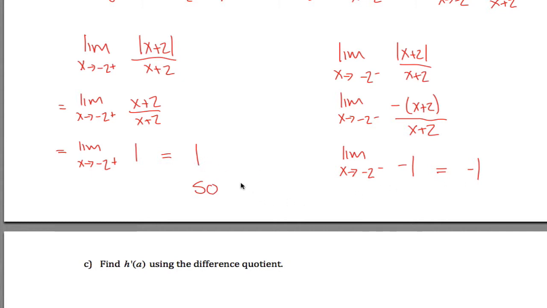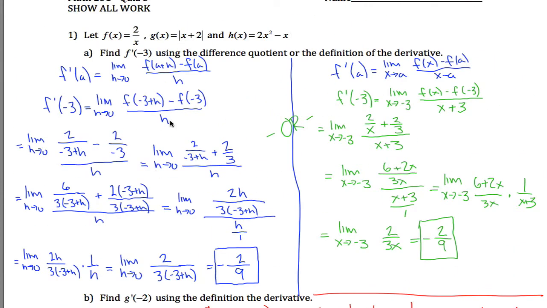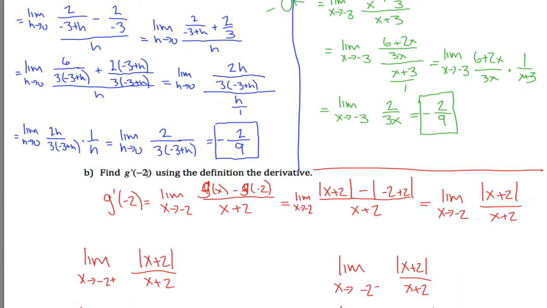Because we have different limits here, I say that the limit as x approaches -2 is undefined. So that's my answer, is that it's undefined. In case you're wondering, what that means is that if I tried to draw the tangent line to this curve, the one given to me as g of x, at the point where x equals -2, I couldn't do it. There is no tangent line. Kind of weird. I'll show you what that graph looks like and why that's happening at some point.